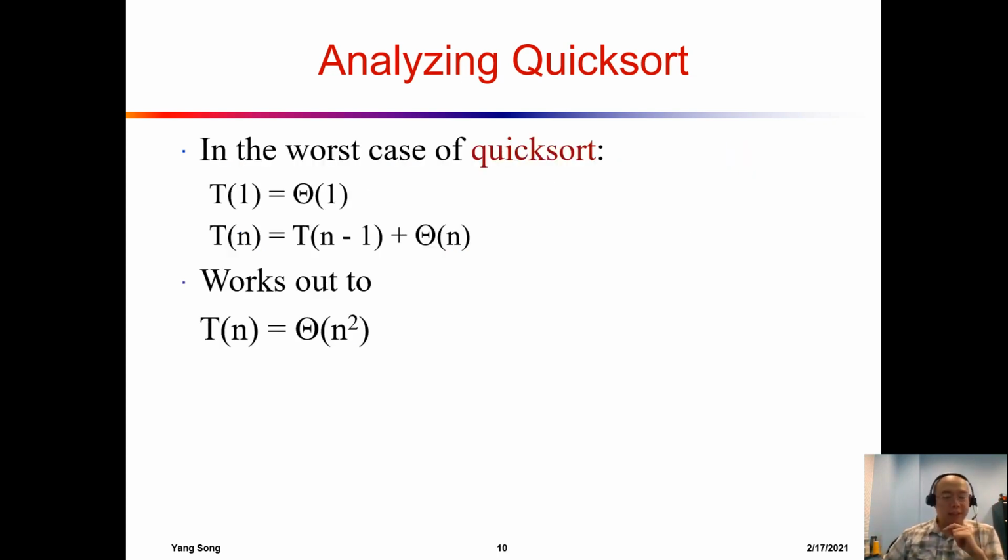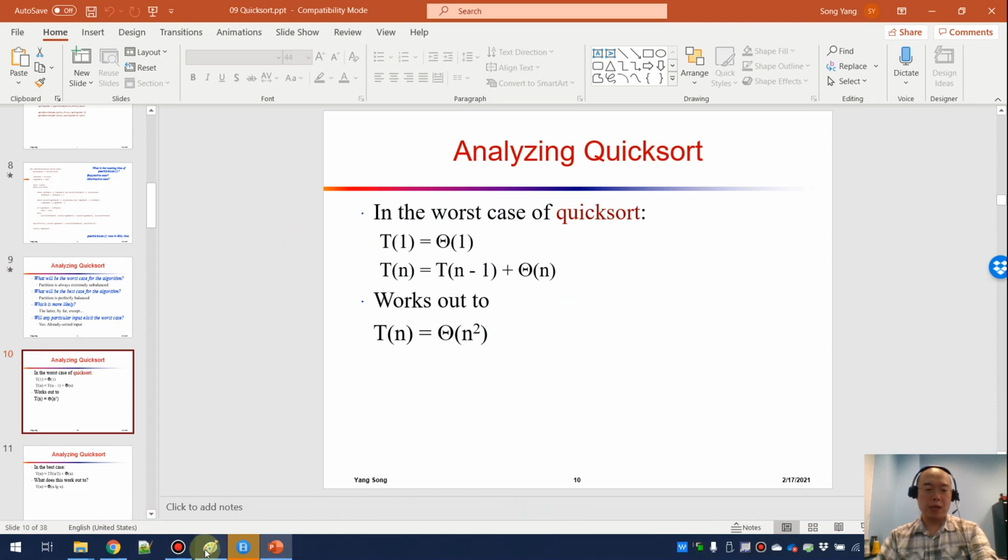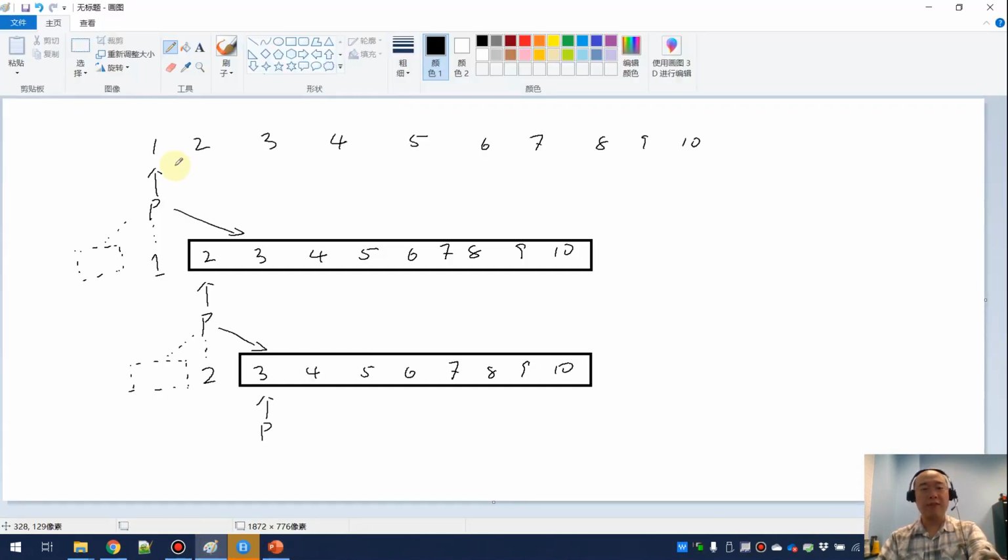Okay, and then let's analyze the worst case. And actually, the worst case is very easy. Why? Because we know every time we are only reducing the problem size by 1, right? Say we used to have, our goal is we want to sort 10 values, and then after the first partition, now our goal is we want to sort 9 values. So every time we can reduce the problem size by 1, but only 1. And the next one, our problem size got reduced by 1 again.